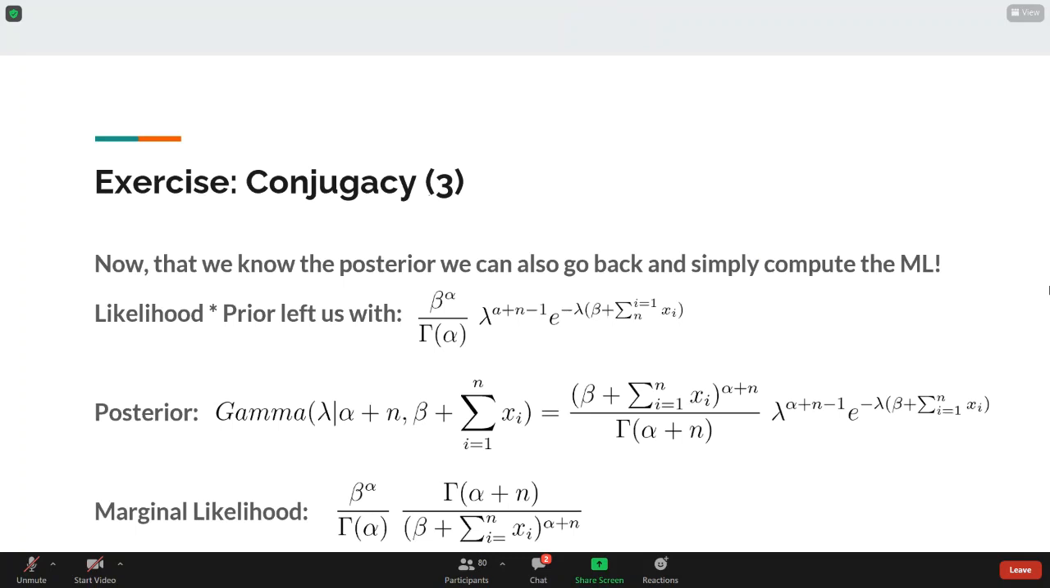Yeah. Well, you can already see that. So what we previously did, right, was when we computed likelihood times prior, we skipped over that marginalization term in the beginning and said it was proportional to what comes after. So lambda to the power of alpha plus n minus 1 times e to the power of blah blah blah, right? And in the posterior, we see that this term reappears.